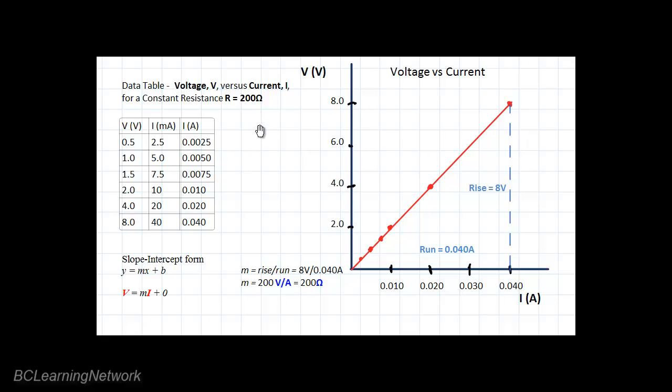So if I write my equation in full, I get the following. I get V is 200 ohms times I, or V is equal to RI, or finally if we just rearrange it, V is equal to IR, Ohm's law, where R is the constant of proportionality known as the resistance.